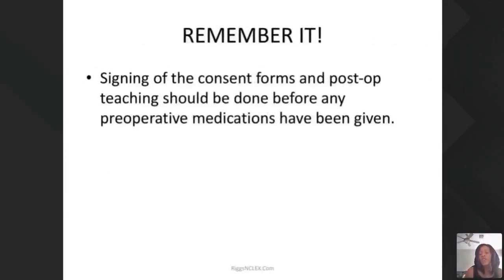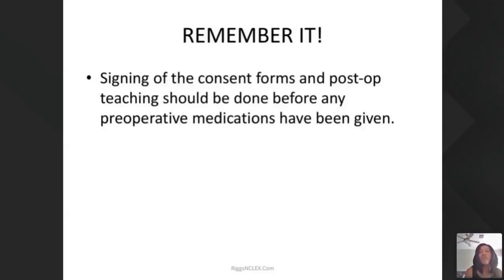Okay. We talked about consent. All right, signing up consent forms and post-op teaching should be done before any pre-op medication. So you don't want to drug up the patient, then do your consent and teaching. No, no, no. Consent, teaching, then drugs.